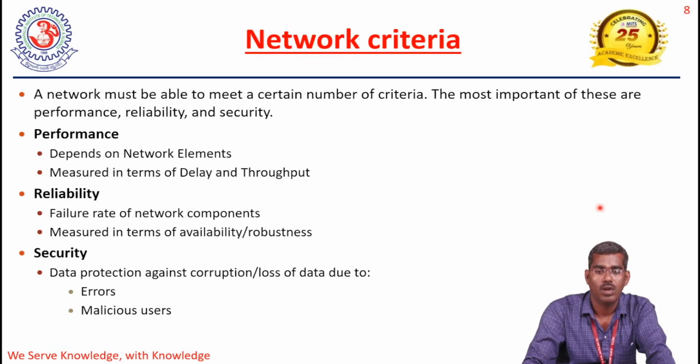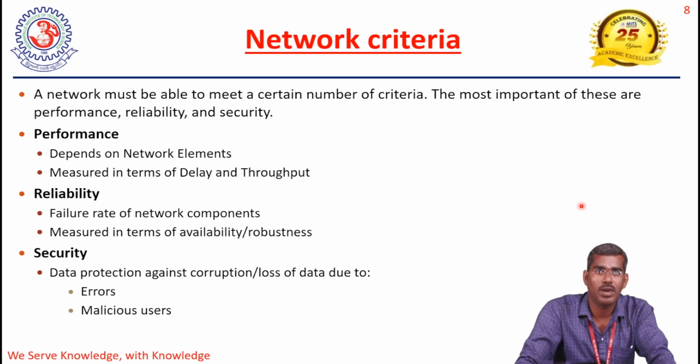So next one, network criteria. There are some network criteria available. First one, performance, second one, reliability, third one, security. These are the criteria we have to consider. So what is performance? Performance depends on the network elements. It is measured in terms of delay and throughput.